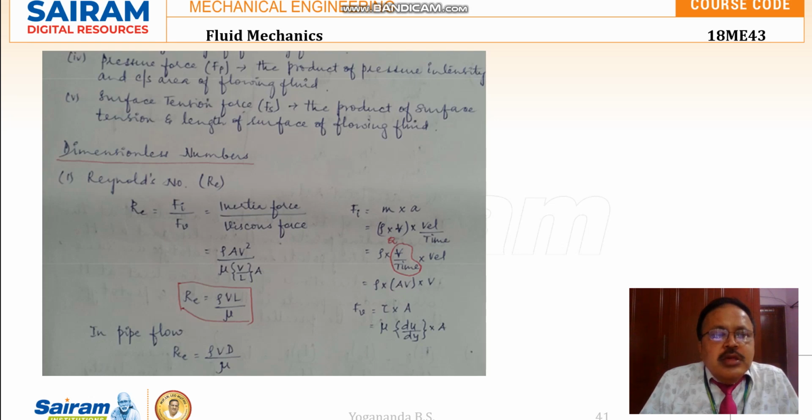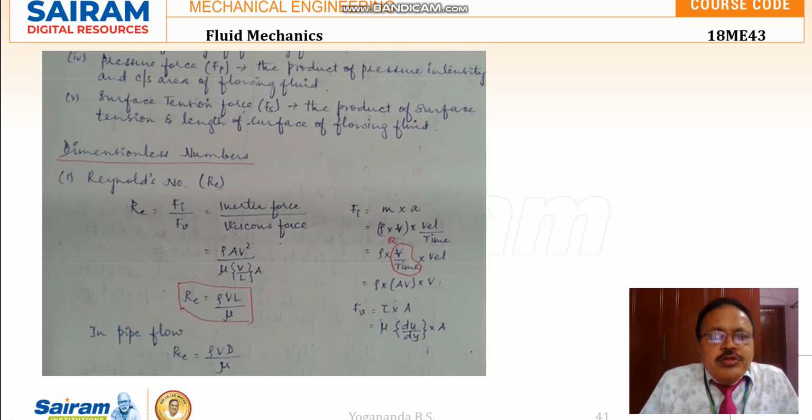Dimensionless numbers. Reynolds number, the first one. That is most important, which is deciding whether the flow is laminar or turbulent, as we discussed earlier. Reynolds number is the ratio of inertia force by viscous force, Fi by Fv.